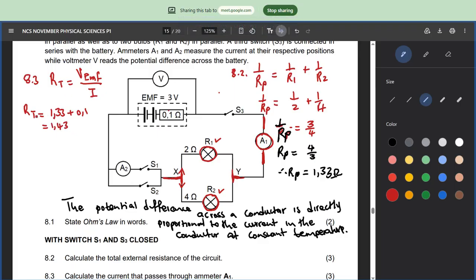Let's go and substitute it then. So my RT is 1,43. This is equal to the VEMF, that's 3. So this will be 3 over the current. Let's make I the subject of the formula. I'm going to cross multiply. This is over 1. Then 1,43 multiplied by the current is equal to 3. Divide both sides by 1,43 to find the current as 3 over 1,43. Whatever that you get, it's your current. So what is 3 divided by 1,43?